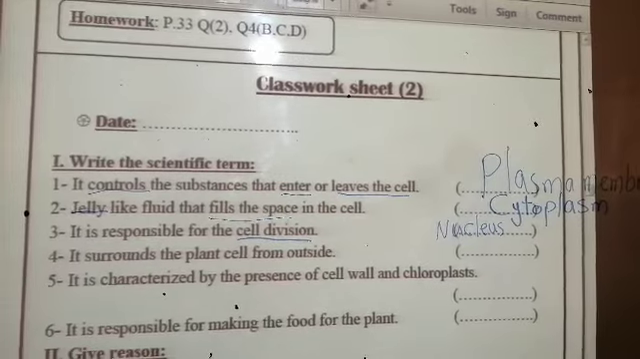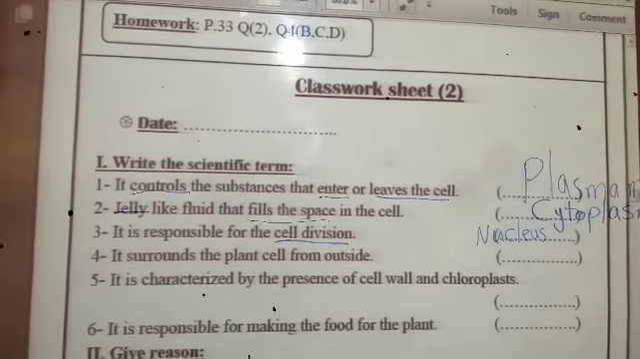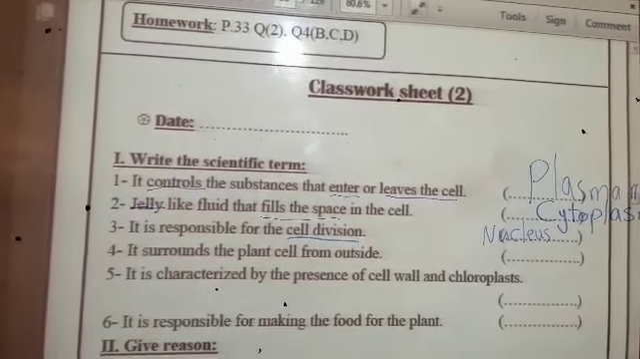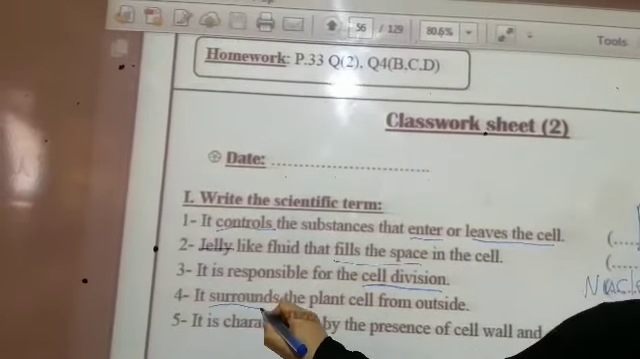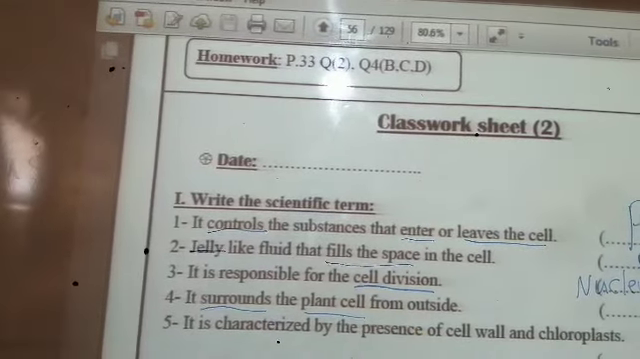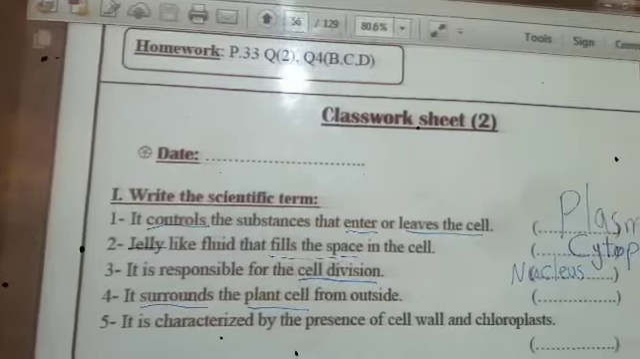Okay. Number 4, it surrounds the plant cell from outside. It surrounds, but plant cell. The plant cell is surrounded by the cell wall.